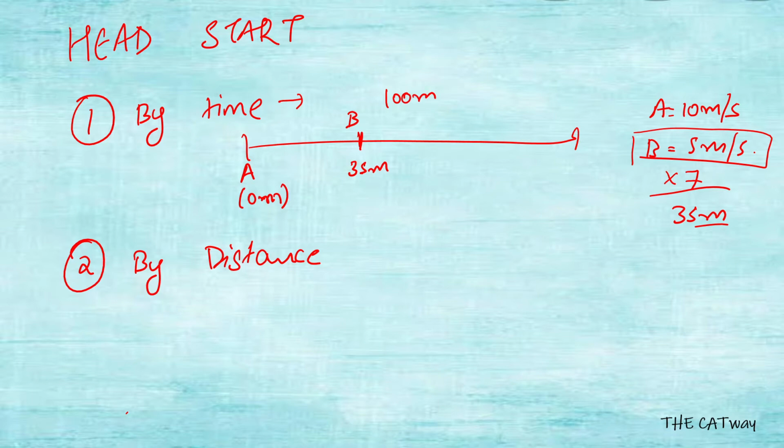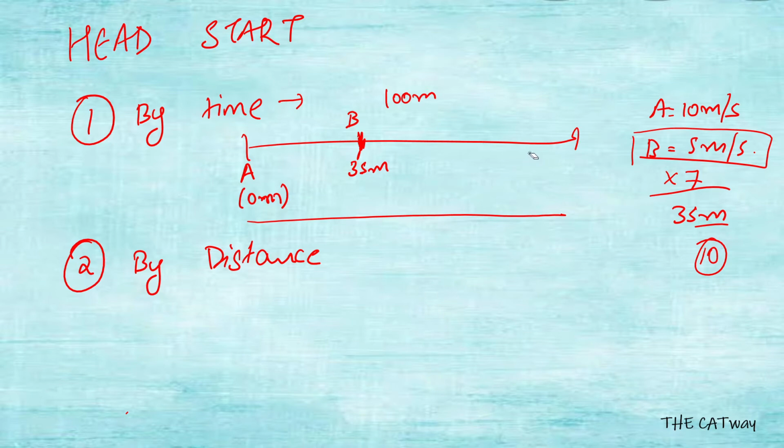If it is asked who wins the race, then it's a very simple process. You have to calculate how much time A is going to take to complete the race. It will come out at 10 seconds. In the next 10 seconds, because B is starting from the 35 meter mark, how much will B go? B will go 5 into 10, 50. That is, he will come to the 85 meter mark. So who will win the race? It is A who is going to win the race.